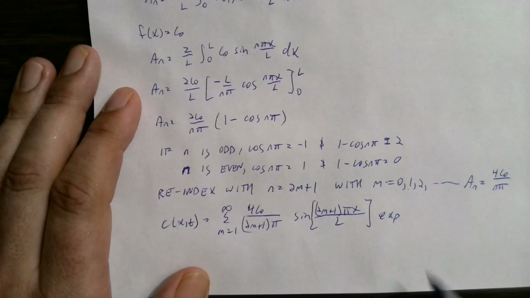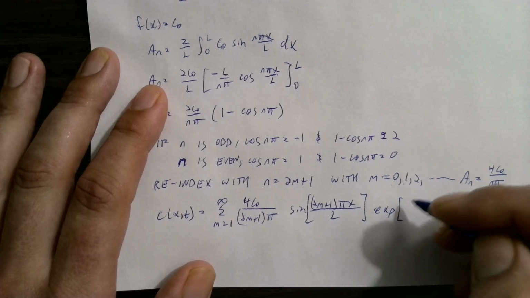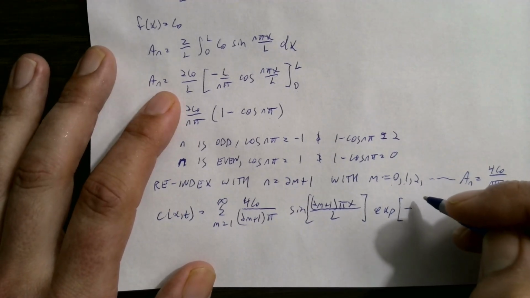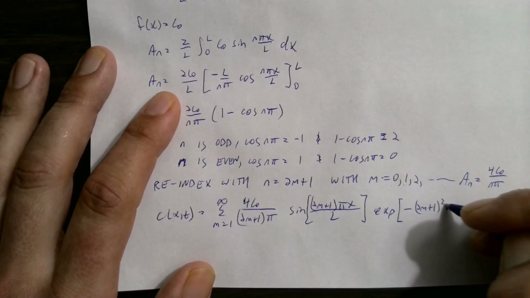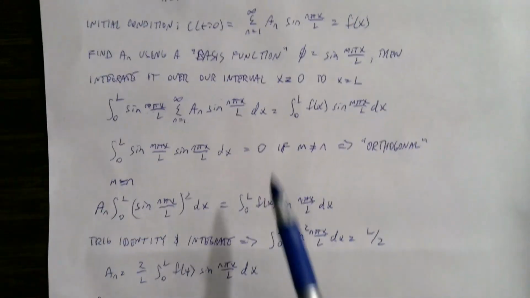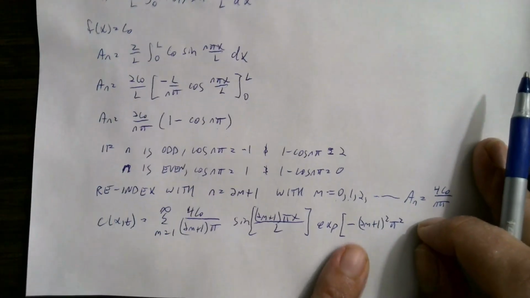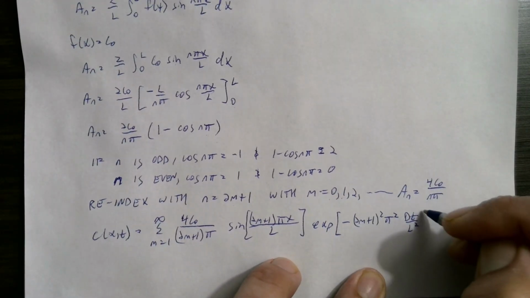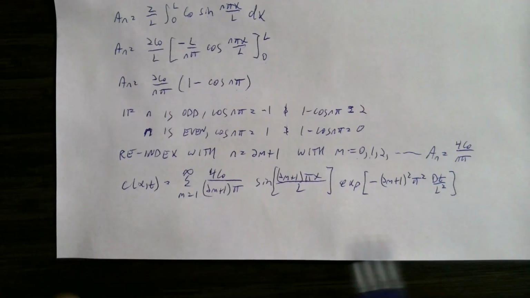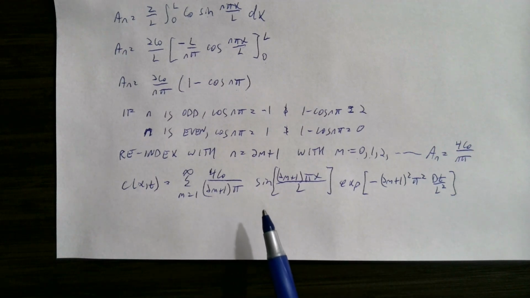And then I'll write the exponential term here as exp, and that's going to be a negative 2m plus 1 squared times pi squared. Again, this is all from up here. And I'm going to write it as Dt over L squared to kind of separate it from the other parts here. So Dt over L squared. And so now we have finally a solution that satisfies our governing equation.